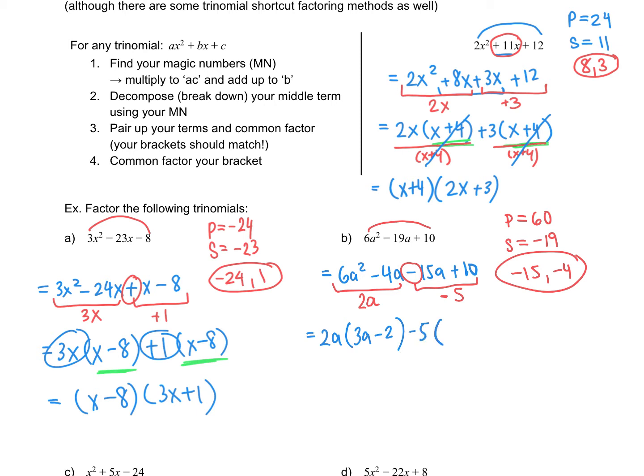Then I write my negative 5 common factor, and I'm hoping that the bracket will be 3a minus 2, but don't assume that because you might be able to catch a mistake. So negative 15a divided by negative 5 is positive 3a. 10 divided by negative 5 is negative 2. They're matching, so we can write the common bracket out. And then the leftovers. So the 2a and the negative 5.